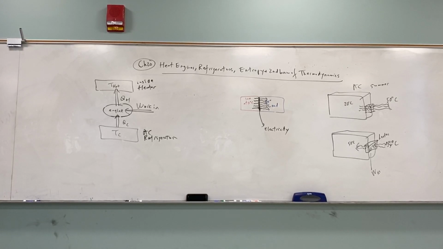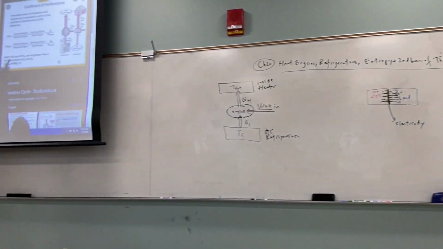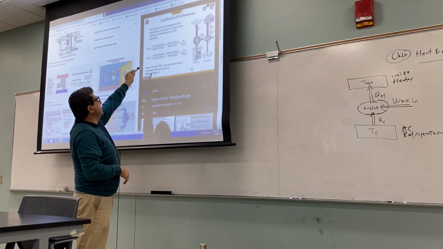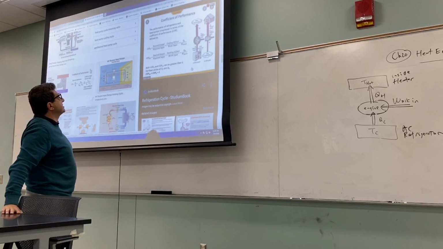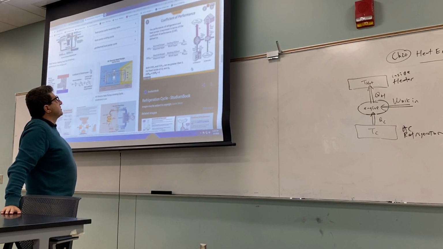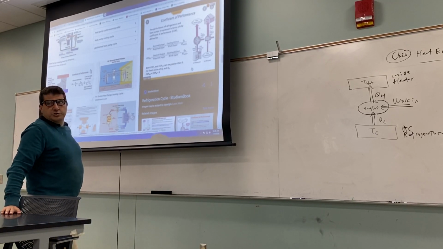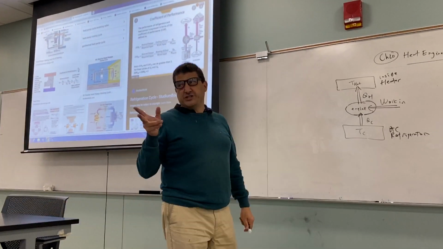So we define something called coefficient of performance. Okay, coefficient of performance for a refrigerator and coefficient of performance for heating mode. So the performance of a refrigerator and the heat pumps is expressed in terms of the coefficient of performance, COP. So we don't call it efficiency.